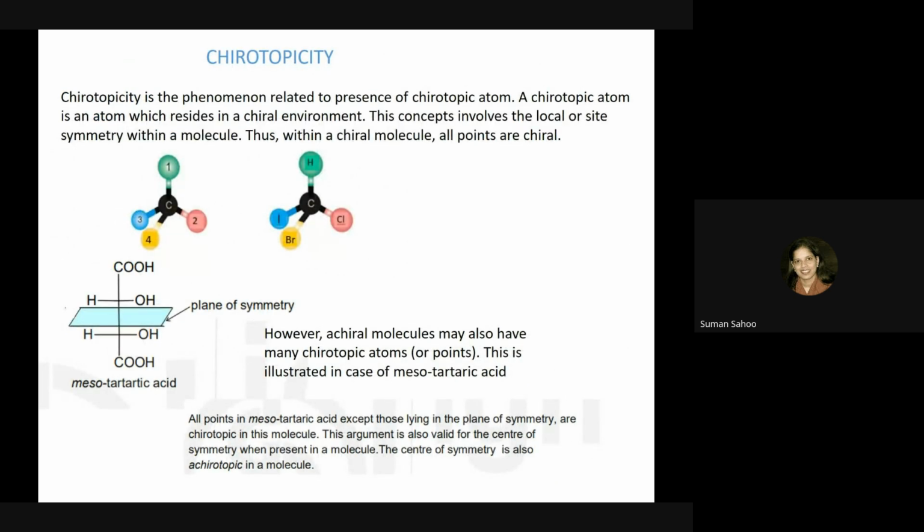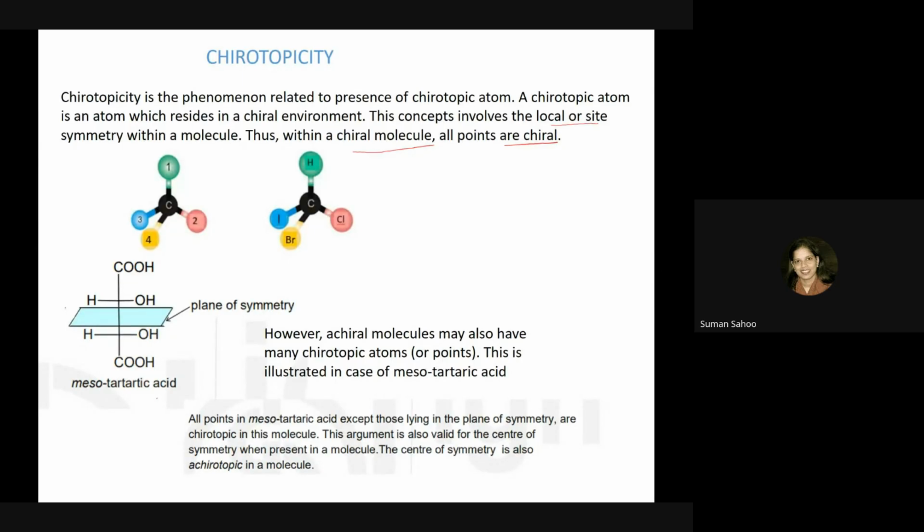What is chirotopicity? Chirotopicity is the phenomenon related to the presence of a chirotopic atom. So what is a chirotopic atom? A chirotopic atom is an atom which resides in a chiral environment. This concept involves the local or site symmetry within a molecule. Thus, within a chiral molecule, all points would be chiral. For example, in case of mesotartaric acid, it is an achiral molecule because it has a plane of symmetry, but it may have some chirotopic centers.